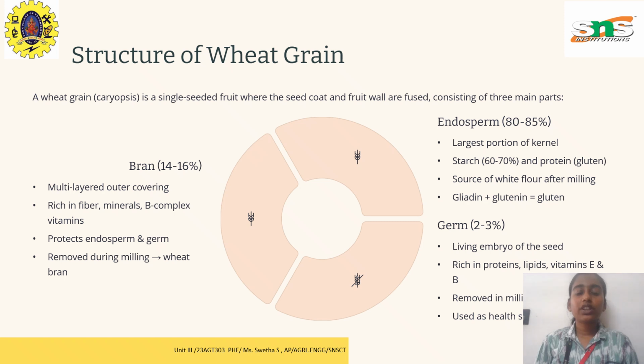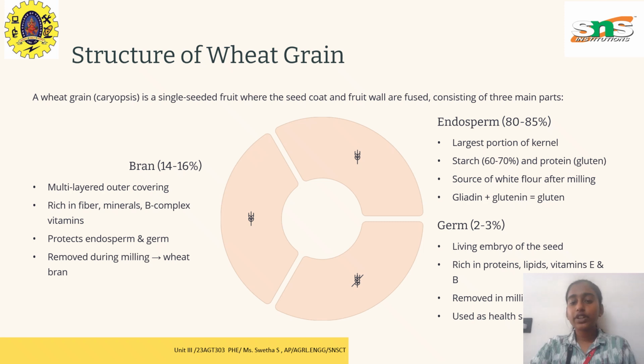As we all know, there are three important parts in every grain. Likewise, in wheat also we have bran, endosperm and germ. Bran is a multi-layer covering. It is rich in fiber, vitamin B complex and minerals. It protects the endosperm and germ, and it is removed during milling.